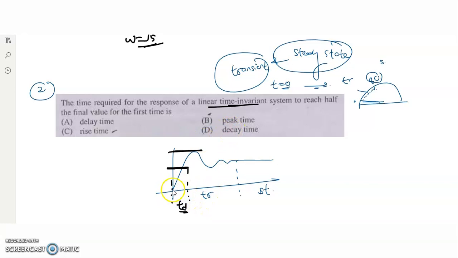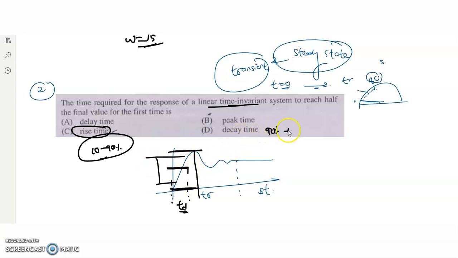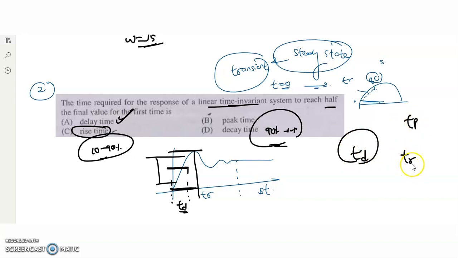And the peak time is nothing but the time taken to move from here to here. Rise time can be taken as 10% to 90%, that means rising from 10% of the final value to 90% of the final value. Decay time is nothing but 90% to 10%, falling down. So as per these definitions, reaching half the final value for the first time can be taken as the delay time, which we represent with TD. Peak time we represent with TP, rise time with TR, and decay time is represented with fall time, that is TF.